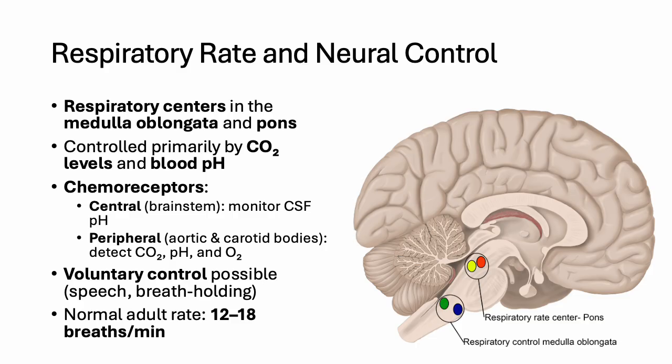Interestingly, we can override this automatic control temporarily. You use voluntary control when singing, speaking, or holding your breath. However, if carbon dioxide levels rise too much during voluntary breath holding, the autonomic system takes back control, forcing you to breathe. The normal respiratory rate varies with age. In adults, it's typically 12 to 18 breaths per minute, though it may increase with exercise, stress, or illness.